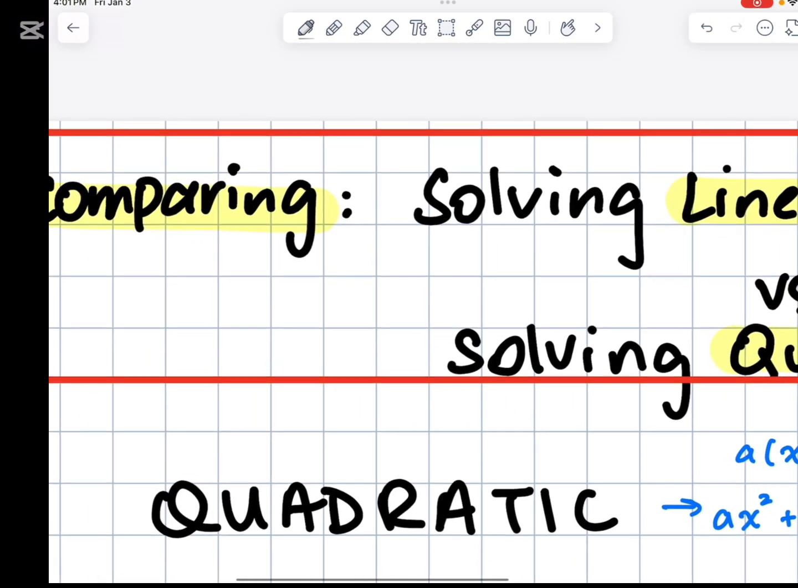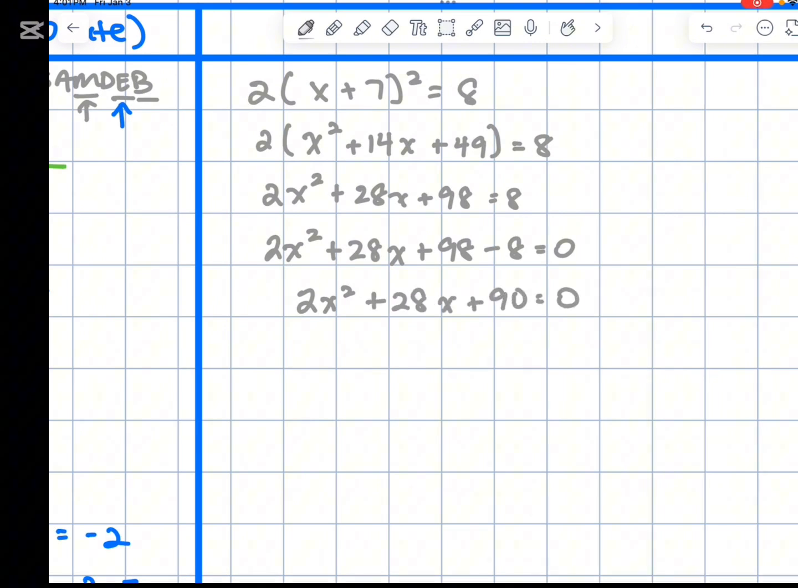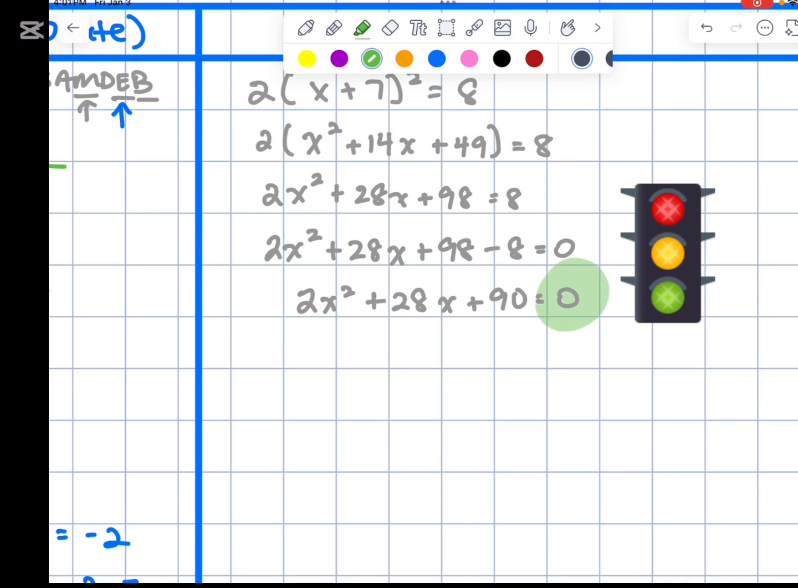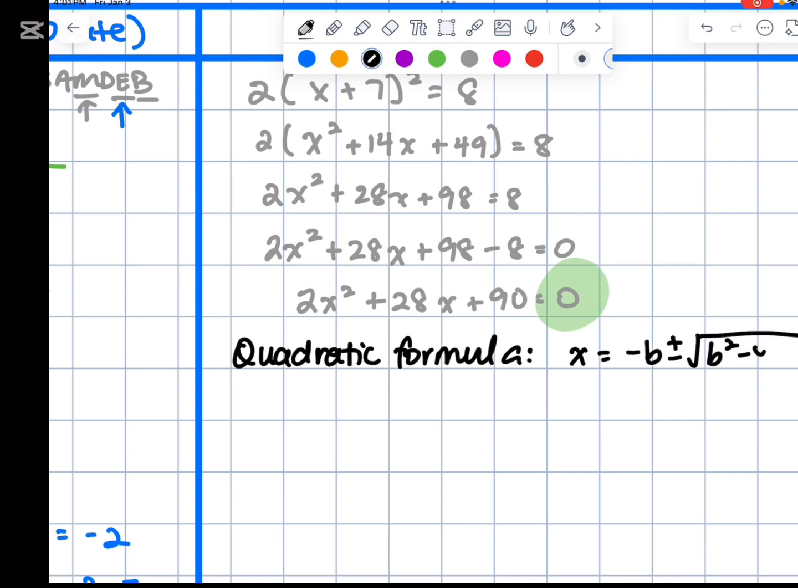So instead, if you had a question that was formatted this way, this is where you would use your quadratic formula. This is where you would make sure that one side is equal to 0. So I often say green light means go. You need to have, and then I color this green, you need to have this green light of a 0 before you're allowed to use the quadratic formula. Now the quadratic formula is x equals negative b plus minus root b squared minus 4ac, all of that over 2a.